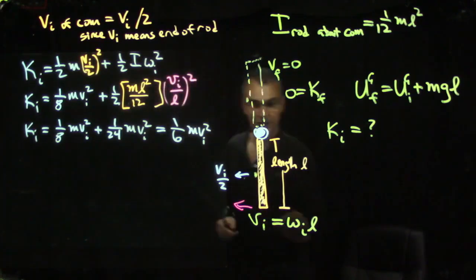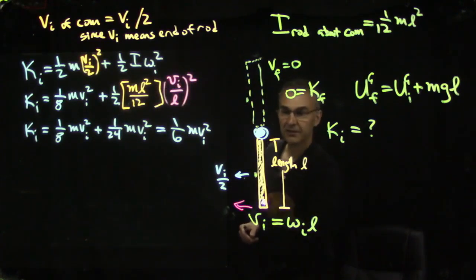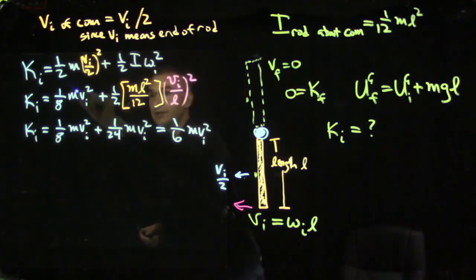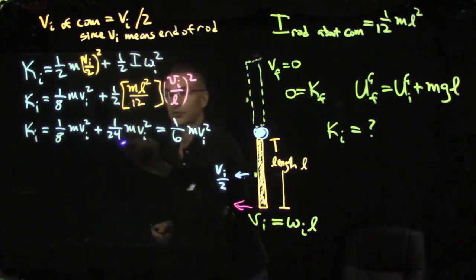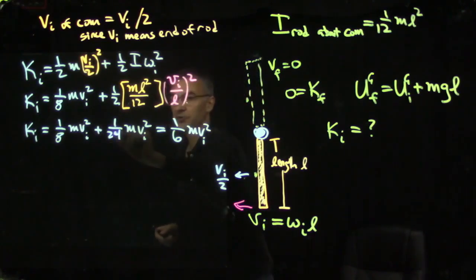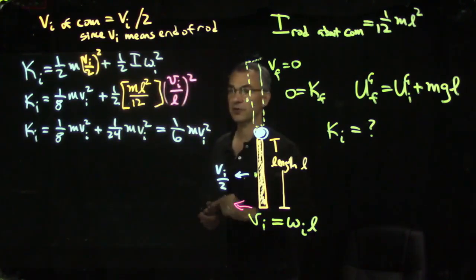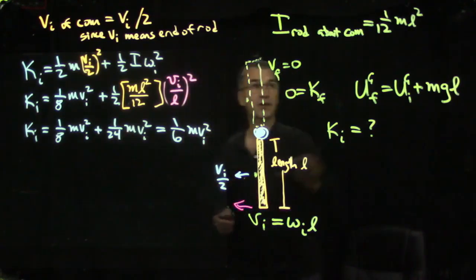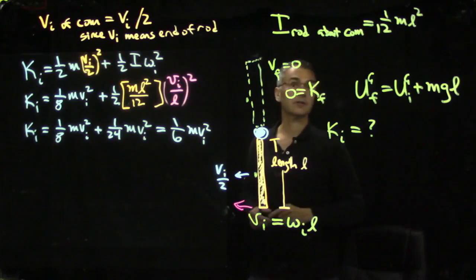So omega, we said, is just the speed of the end divided by L for this geometry. And then we looked up the rotational inertia. So this is 1/8 m v initial of the end squared, and this is 1/24 m v initial of the end squared. You add those up, this is 3/24 plus 1/24 is 4/24. 4/24 is 1/6 m v initial squared. That all seems pretty tricky, but I guess it would get you an answer. You'd say 1/6 m v initial squared must equal mgL, and then I guess you're done.